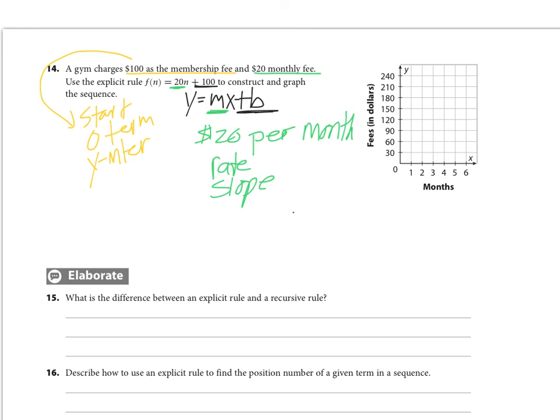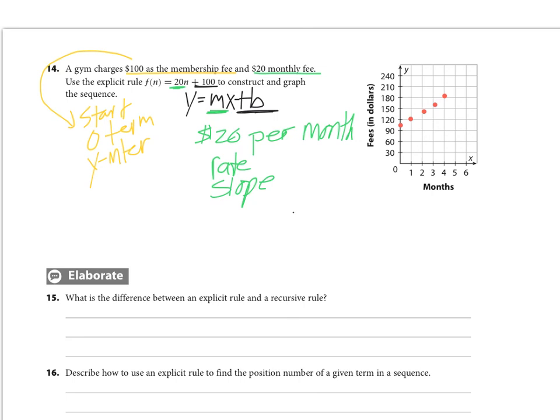So I have 0, 100, which would be somewhere right about there. And then I have 1, 120, which would be here. Oops, I'm really bad at this. 2, 140, so I go to 2, 140, which would be right about there. 3, 160, so a little bit above that. And then 4 is 180, it should be right there. Okay, and you see the straight line.